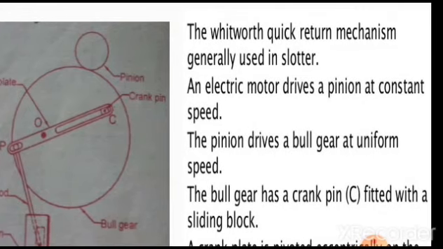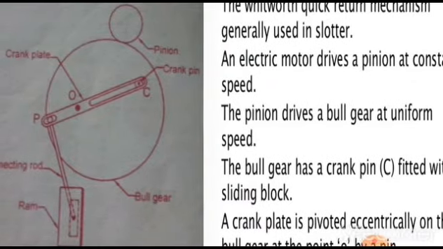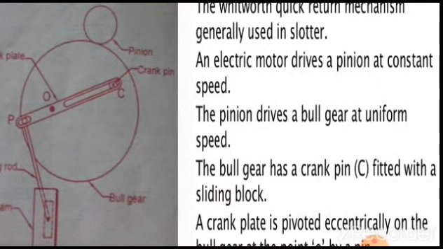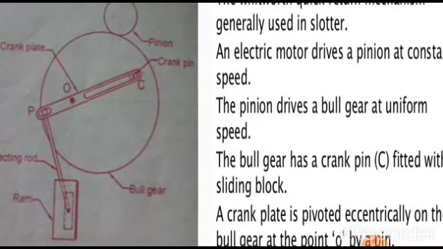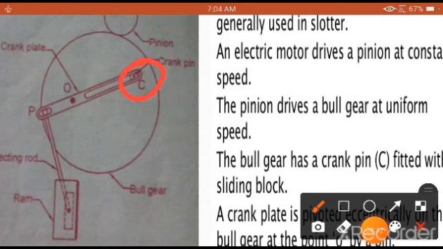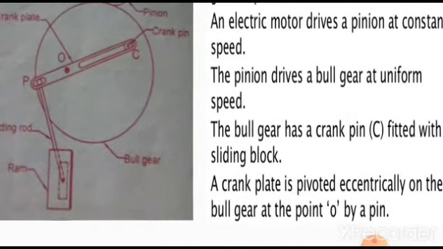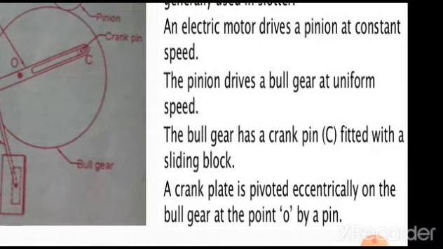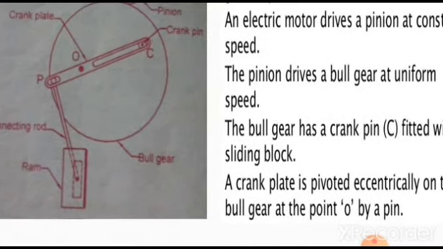The bull gear has a crank pin C fitted with a sliding block. This is very, very important. The bull gear has a crank pin fitted with a sliding block, which is called the sliding block that you are going to see. This sliding block will have a movement within the slot provided. A crank plate is pivoted eccentrically on the bull gear at the point O by a pin.